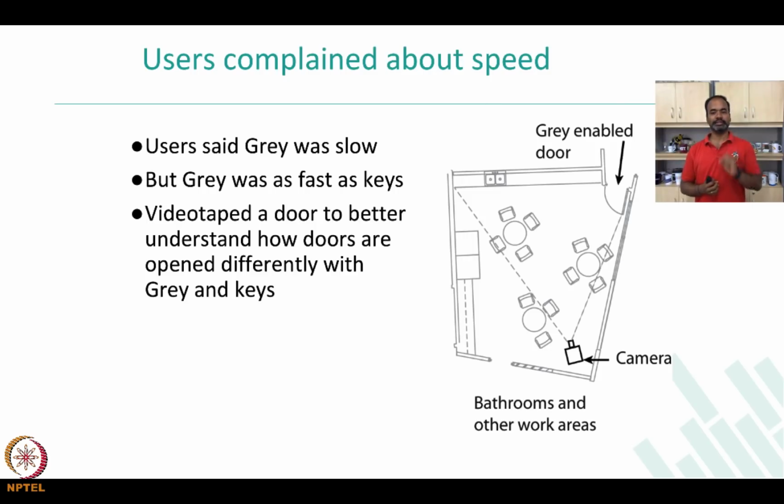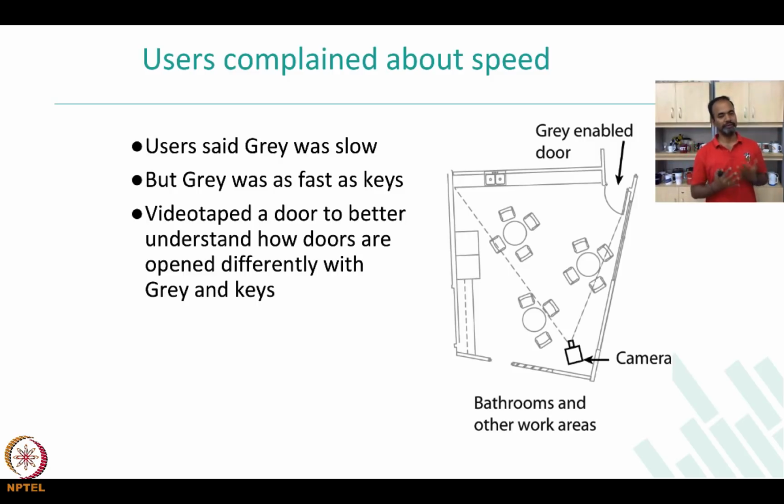So here is one usability study that was done. I was also there physically when this study was done. It's an interesting way to look at how a study design could be done. Just look at the image on the right-hand side: there's a camera at the end of the room looking at the people coming into the door, and the student doing this project is sitting at one of the tables on the left and bottom side, seeing how people are using keys versus using Grey versus other ways of opening the doors, right?